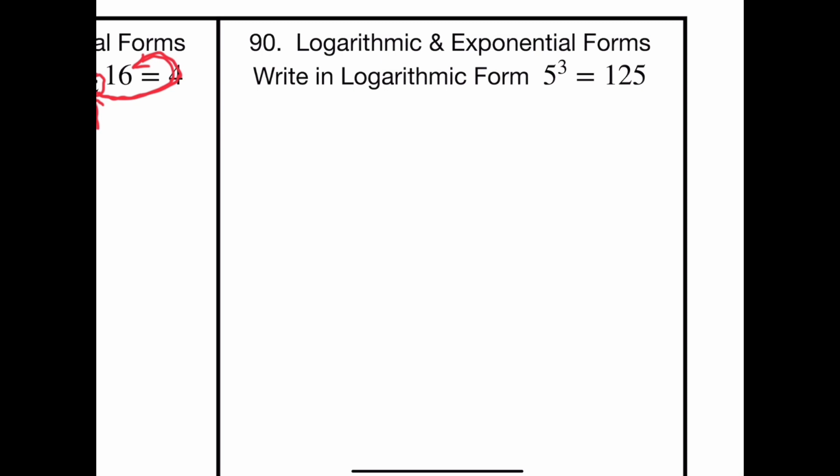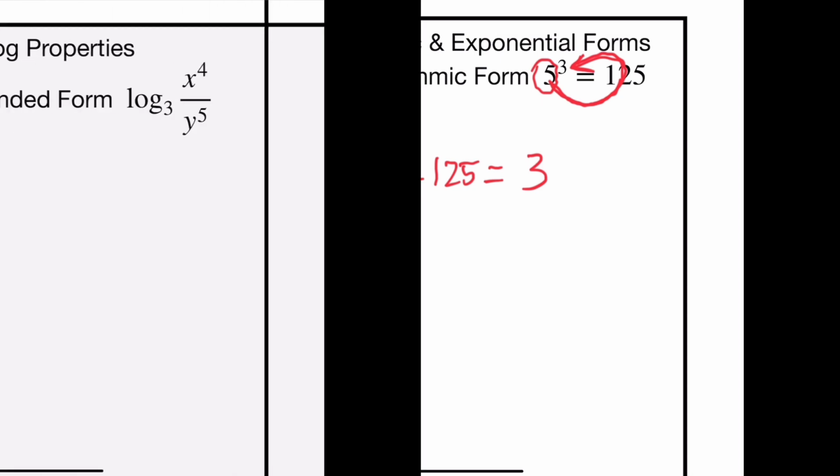Problem number 90 is again logarithmic and exponential forms. This time it says to write in logarithmic form the exponential form 5 to the 3rd equals 125. So again I'm going to start with my base. I would have log base 5, and I'm going to follow the same process. Base 5 of 125 equals 3. So the exponential form 5 to the 3rd equals 125 would be log base 5 of 125 equals 3.